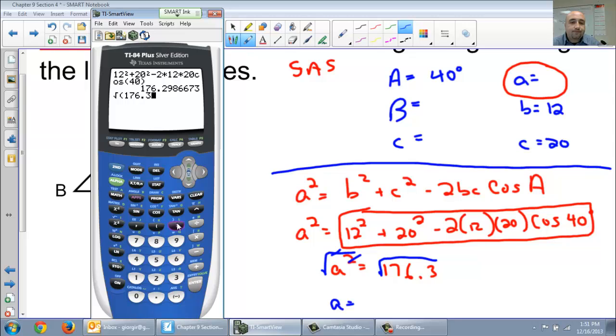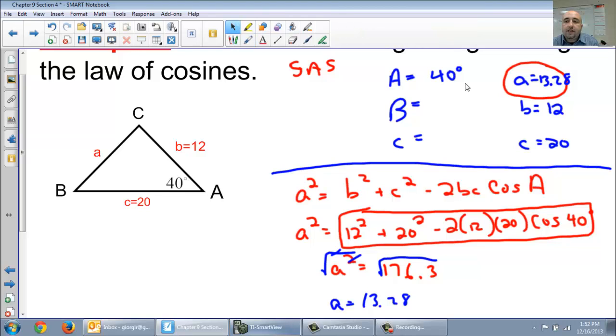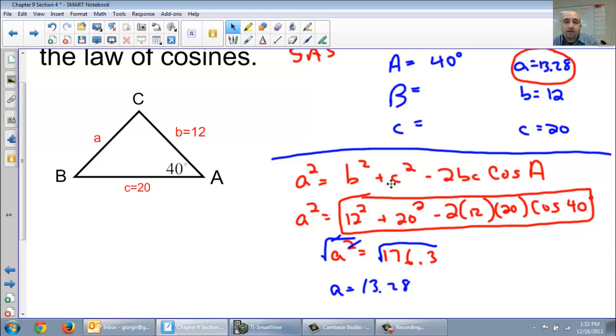176.3. And my answer for A is 13.277, or 13.28. So there's the first step to the law of cosines. Hopefully that isn't too bad. All right, next step. I'm going to put a line down here so I can separate this.